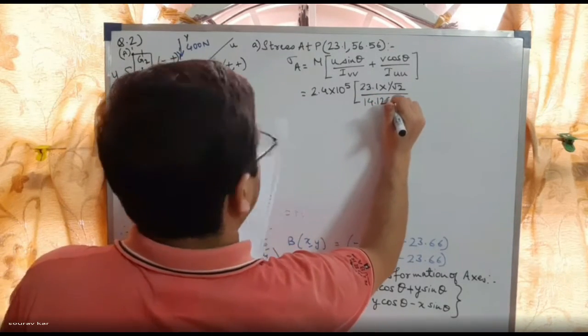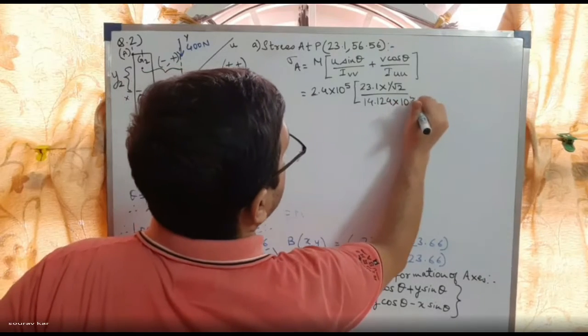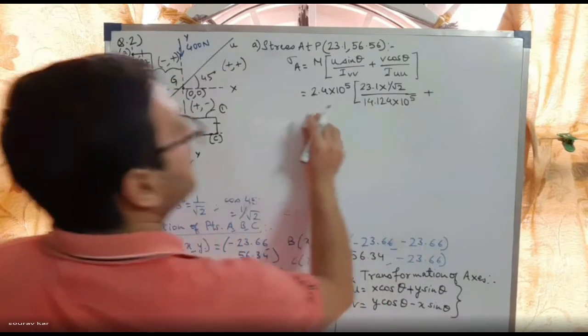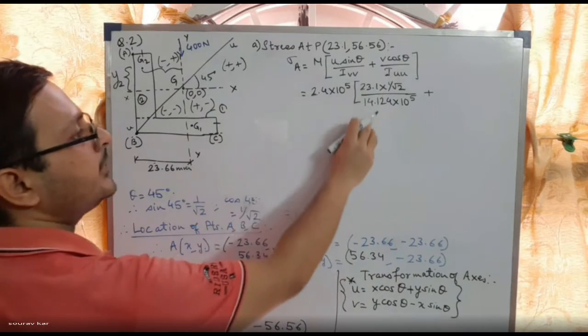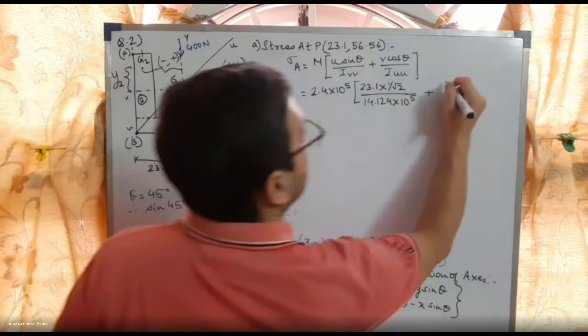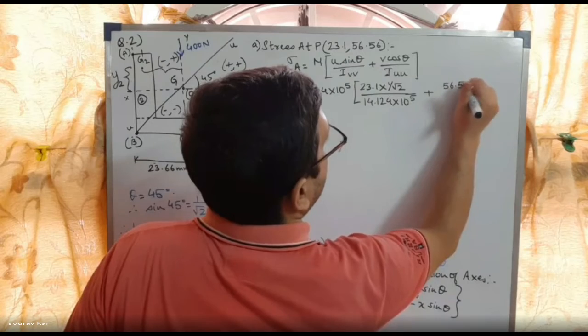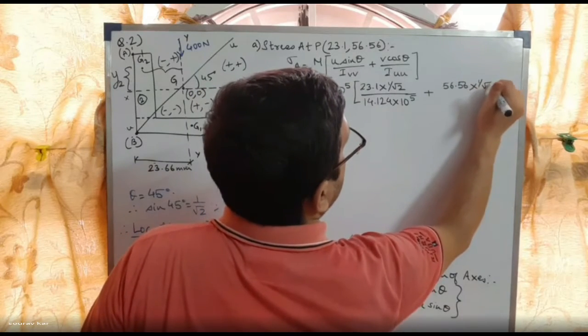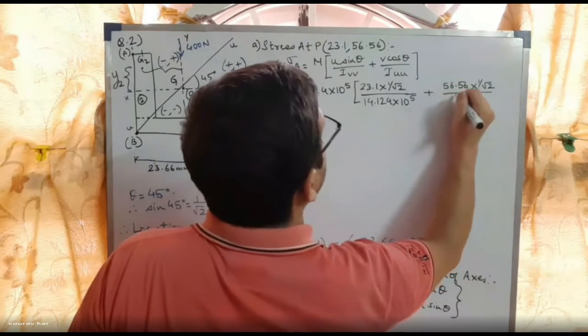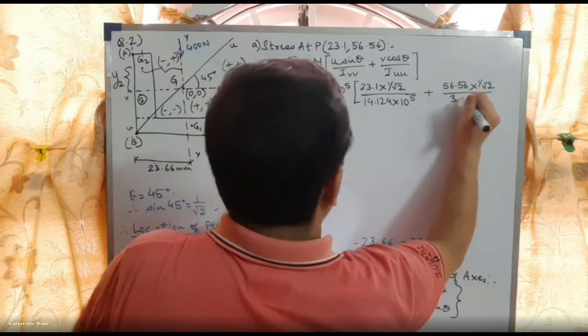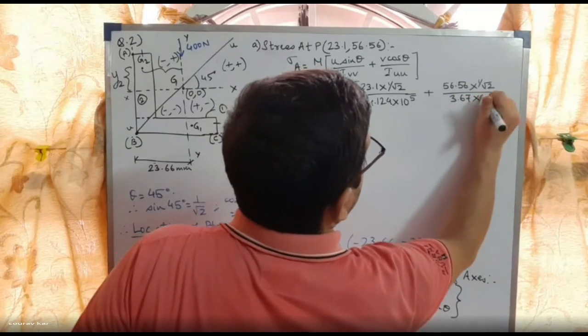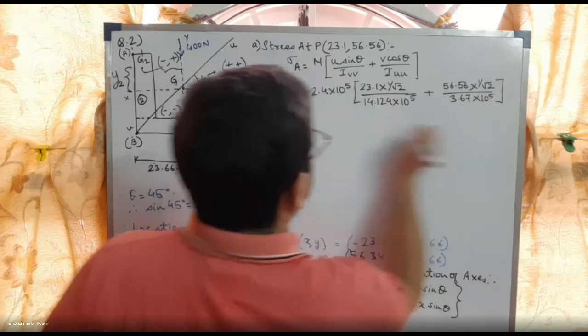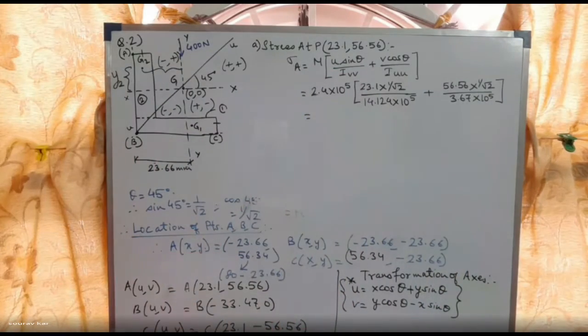14.124 into 10 to the power 5, plus V cos theta by IUU, that is 3.67 into 10 to the power 5. Find out and tell me the answer slowly.